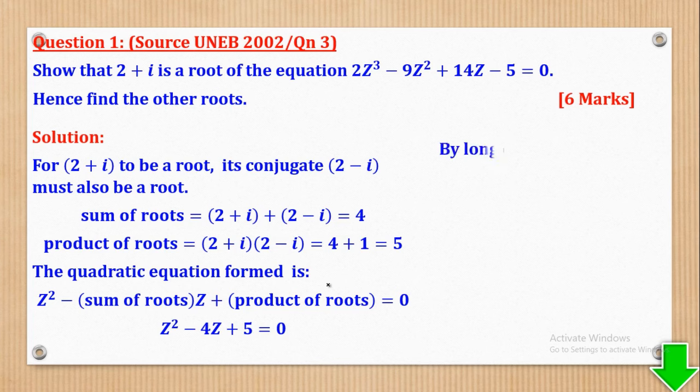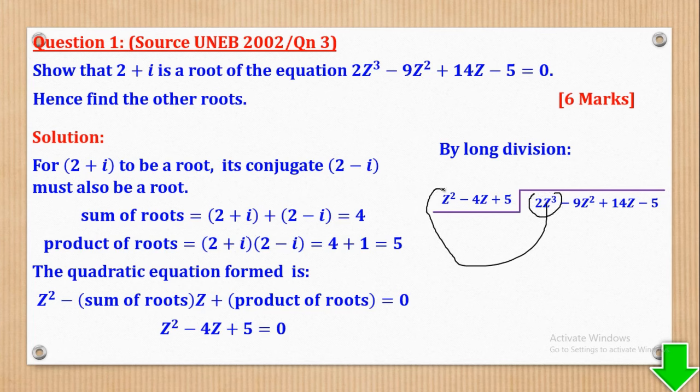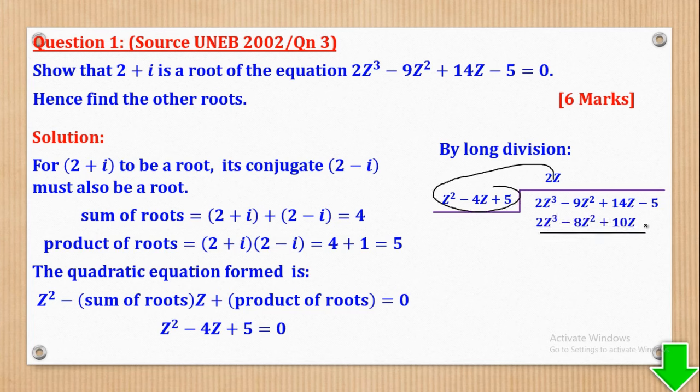Step 2 is to do long division. So by long division, I'll make this one the divisor, and this one will be the expression to be divided. I would still do the same procedure. This divided by this, you'll come up with 2z. Then 2z multiplied throughout the whole of this gives you this part. After that, next is to subtract. So when I subtract, I'll come up with that.